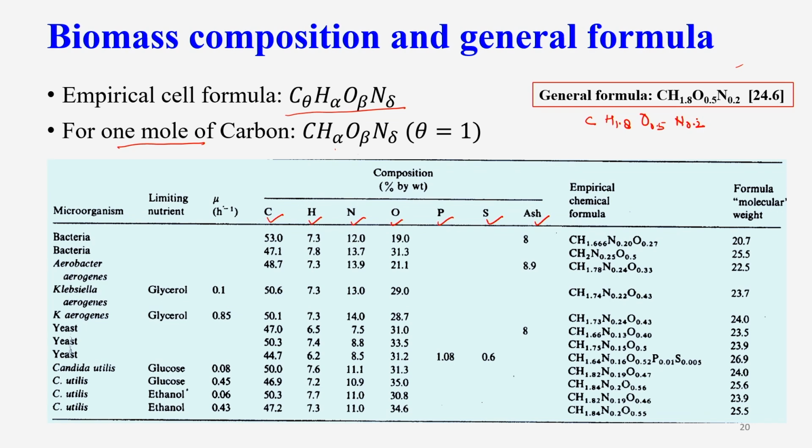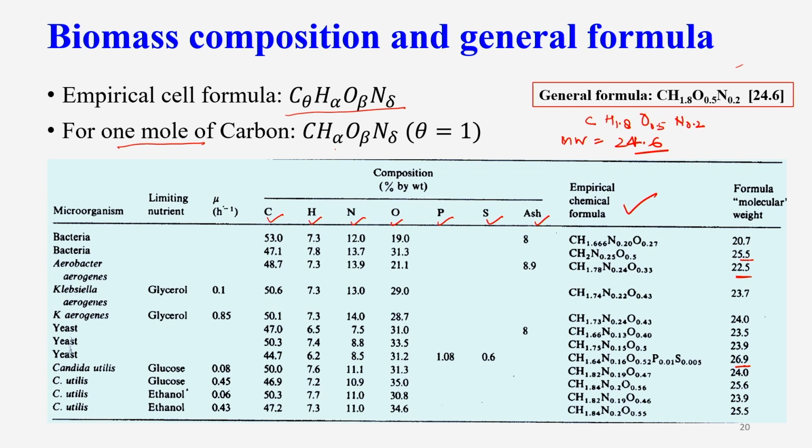So, there will be two cases. In one case the empirical chemical formula for biomass will be given to you. Other option, if it is not given, one can assume this general formula, and based on this formula the molecular weight of biomass will be 24.6. So, this is the range of biomass. You can say this is starting from 22.5, it is going up to 25.5, rather 26.9, and when we say the general formula, the molecular weight is 24.6.